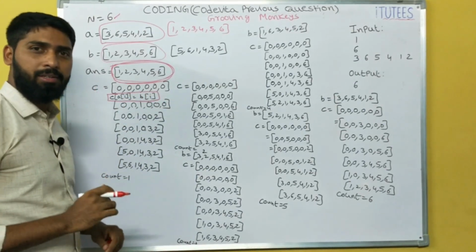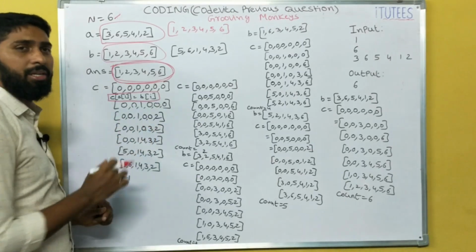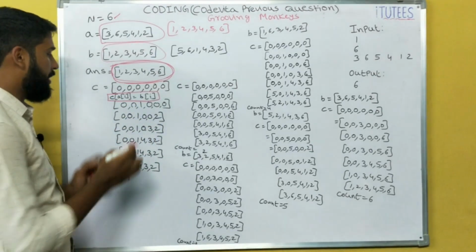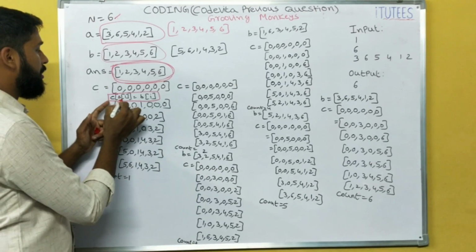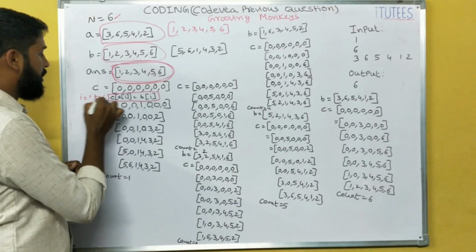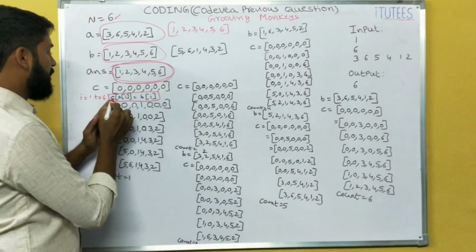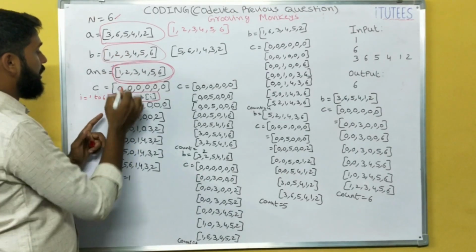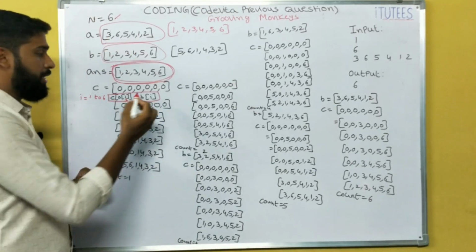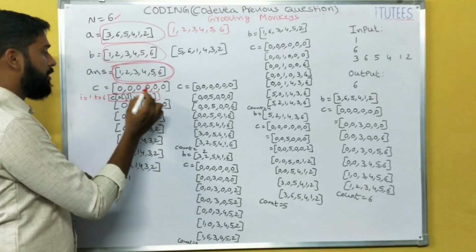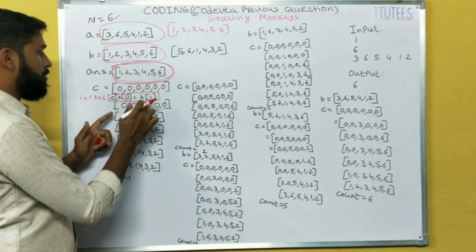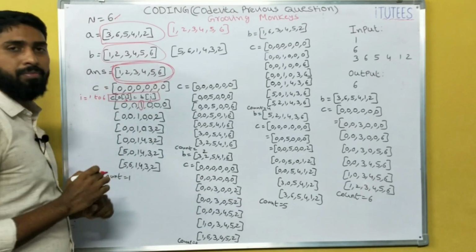So this is the pattern we find in the problem: C of A of i equals B of i. What is C of A of i? For example, i equals 1 to 6. What is A of i? A of 1 is 3. C of 3 equals B of 1. What is B of 1? 1. That means C of 3 equals 1.